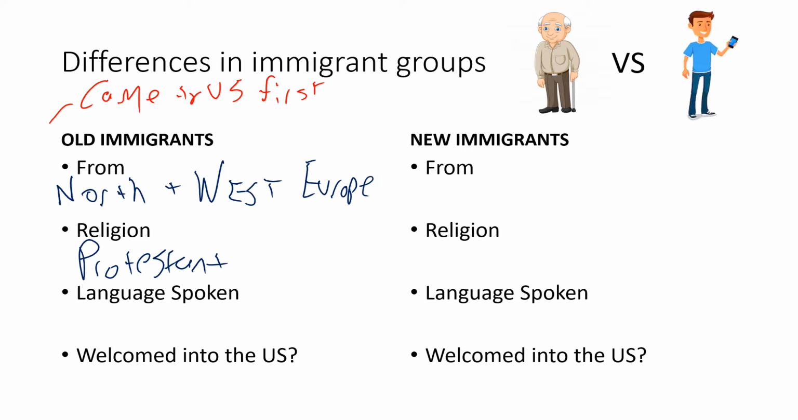And if you don't know what Protestant means, that's okay. Protestant basically just means Christian, any religion that's not Catholic. Okay, Catholic and Protestant are two different divisions within Christianity. The next thing about the old immigrants, language spoken, they mostly spoke English. And then welcome to the U.S., they were easily welcomed.